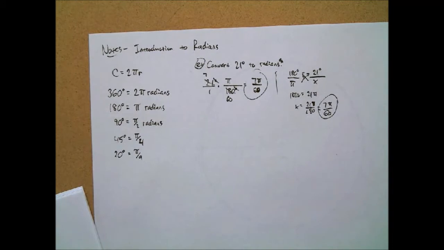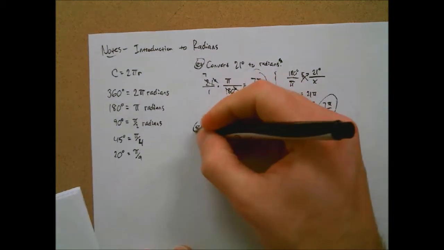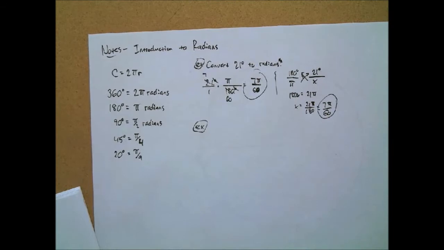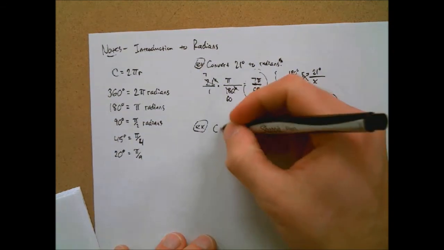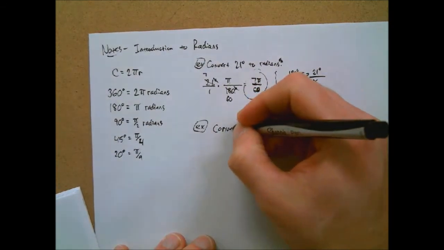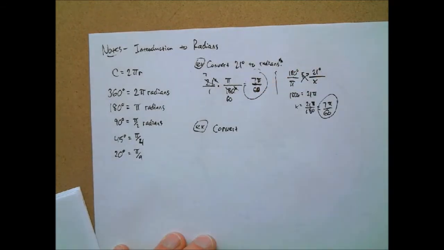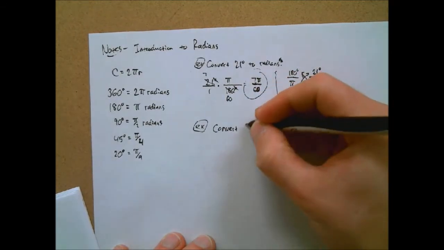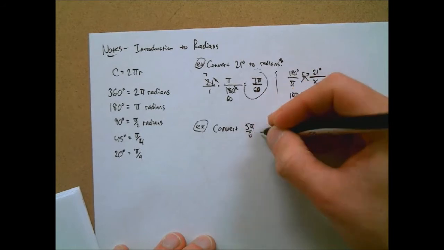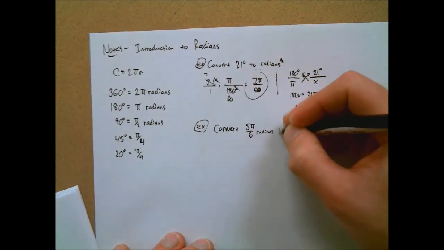Okay, so let's try another one here. One more, and then I'll have you guys try 2 on your own. Let's go the other direction. Let's convert 5 pi over 6, which is, of course, a radian measure, to degrees.